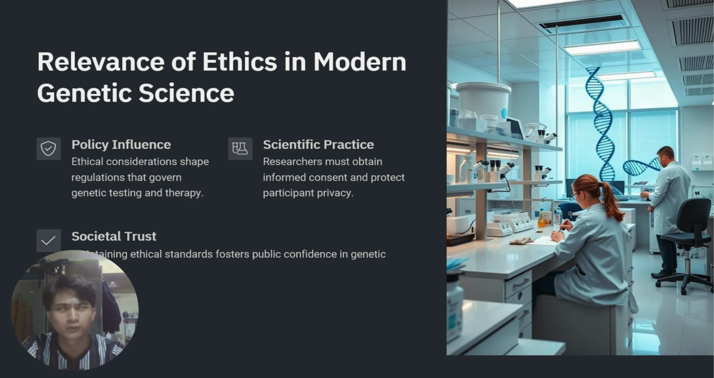Ethics play a crucial role in modern genetic science. Ethical considerations shape the regulations that govern genetic testing and therapy, ensuring that they are conducted responsibly. Researchers are required to obtain informed consent from participants and protect their privacy, which is fundamental to ethical scientific practice. Maintaining high ethical standards is also essential for fostering public trust in genetic research, as it reassures society that their rights and dignity are respected.